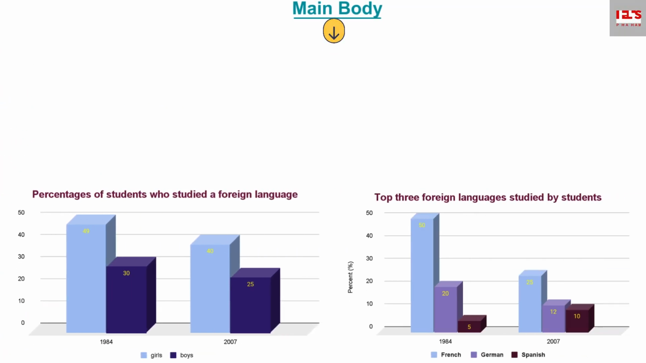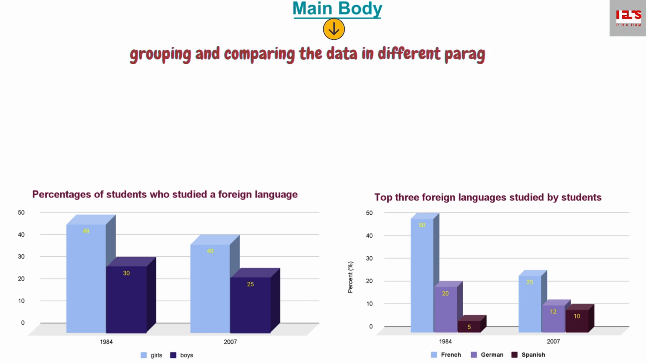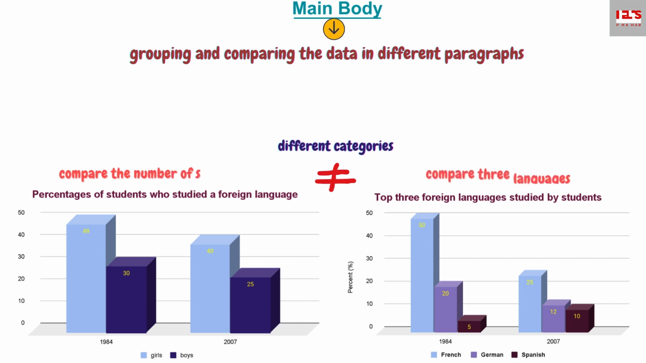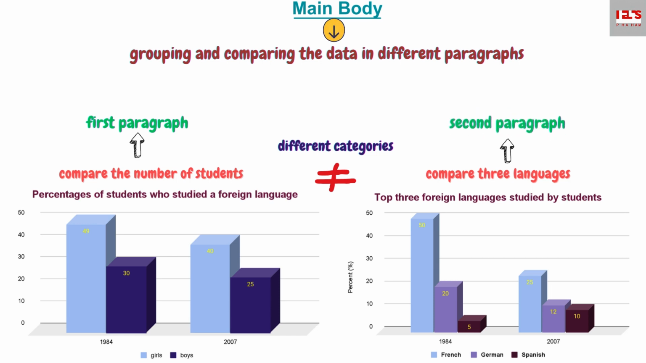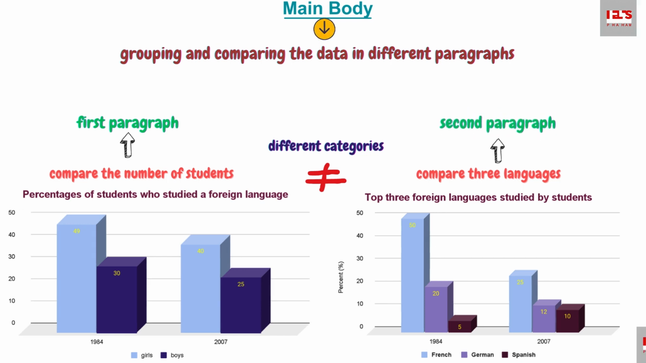Next is the main body part. In this part, you have to group and compare the data in different paragraphs. The charts compare different categories. The first one compares the number of students. The second one compares 3 languages. So I just describe each chart in one paragraph.